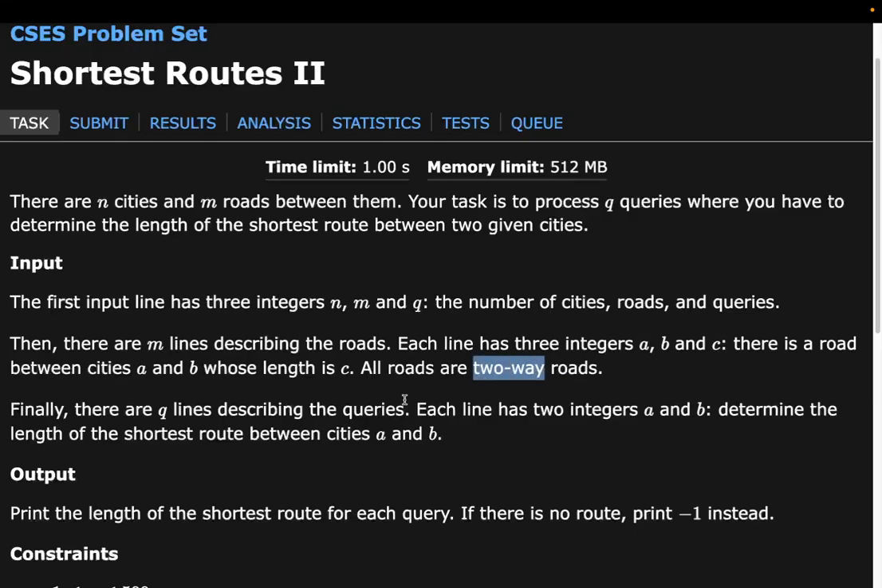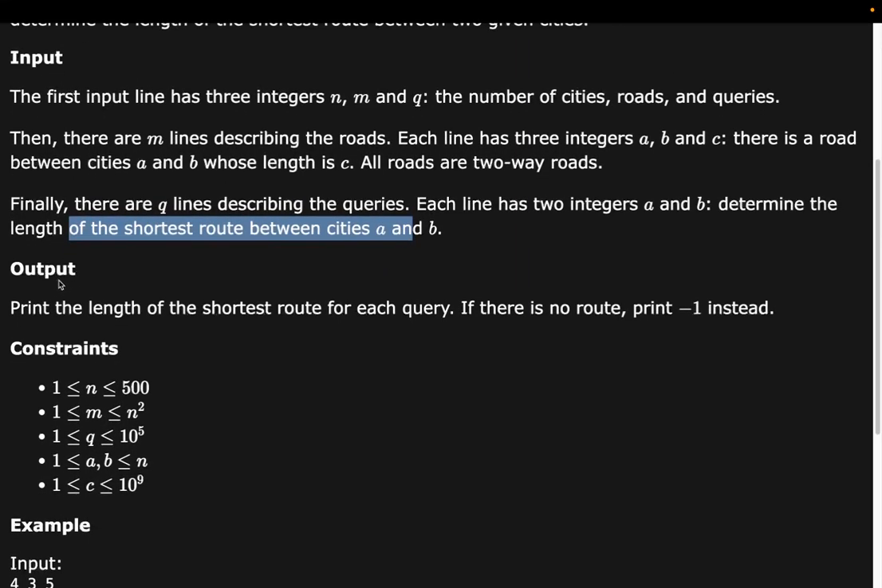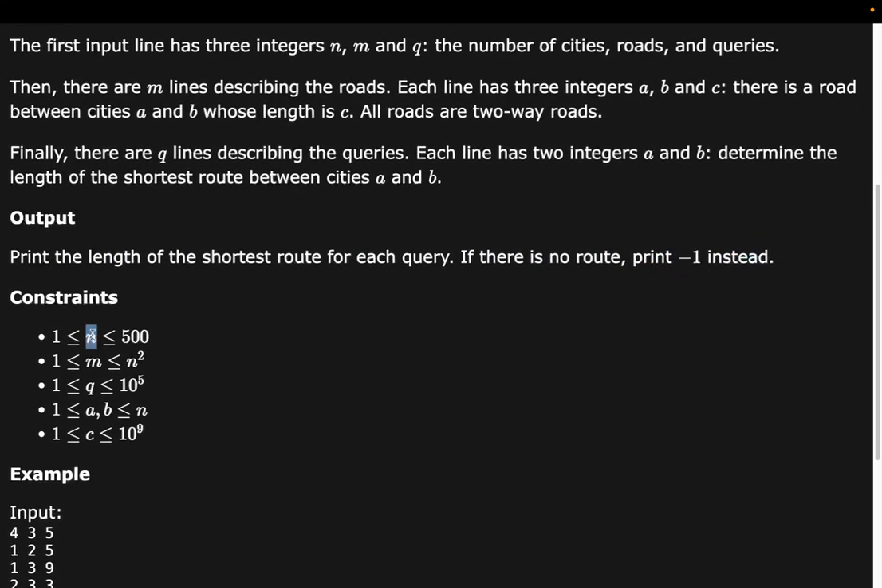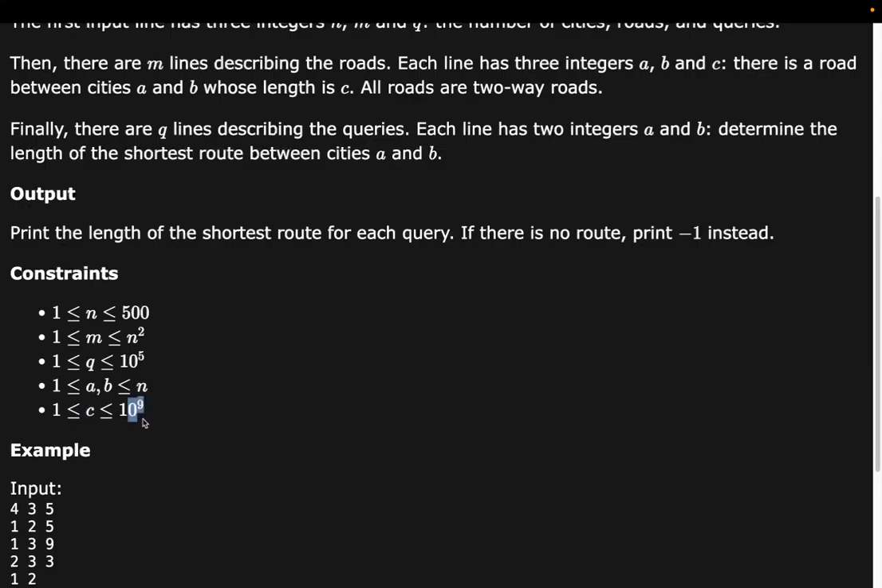Finally, there are q lines describing the queries. Each line has two integers a and b. You need to determine the length of the shortest route between cities a and b. You need to print the length of the shortest route for each query, and if there is no route, you simply need to print minus 1. If you look at the constraints, n can go up to 500, m can go up to n squared, q can go up to 10 power 5, the cities are numbered from 1 to n, and the weights are from 1 to 10 power 9.